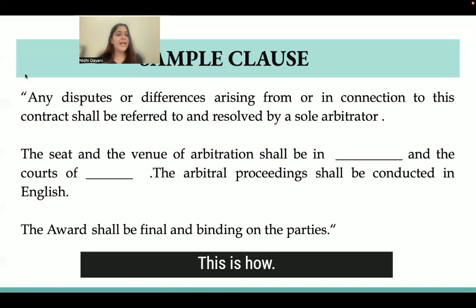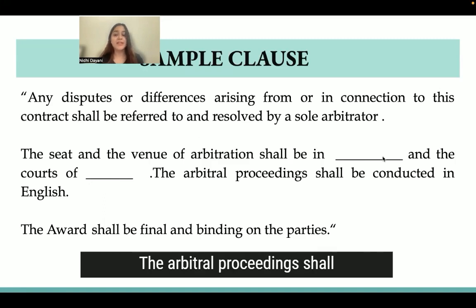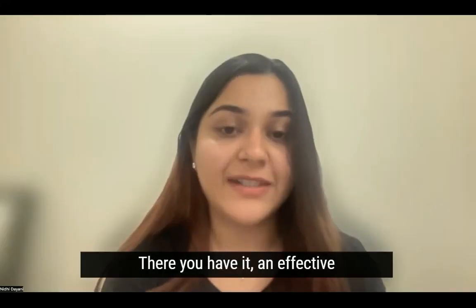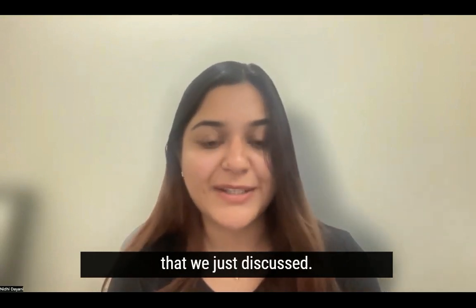This is how. Any disputes or differences arising from or in connection with this contract shall be referred to and resolved by the sole arbitrator. The seat and venue of the arbitration shall be, you can say, Bombay, and the courts of Bombay will have exclusive jurisdiction. The arbitral proceedings shall be conducted in English, and the award shall be final and binding on both the parties. There you have it, an effective arbitration clause, including all the essential elements that we just discussed.